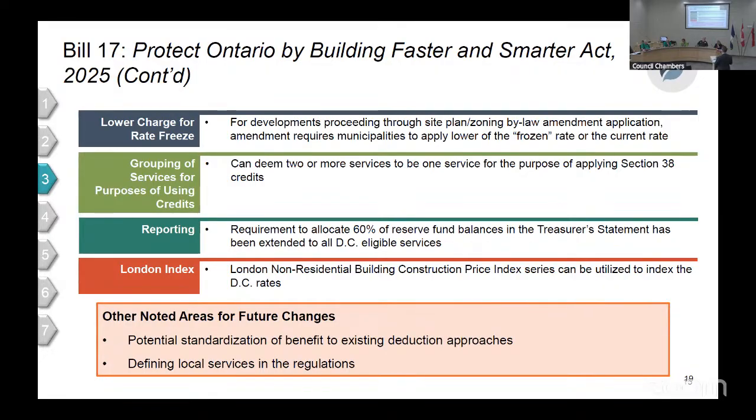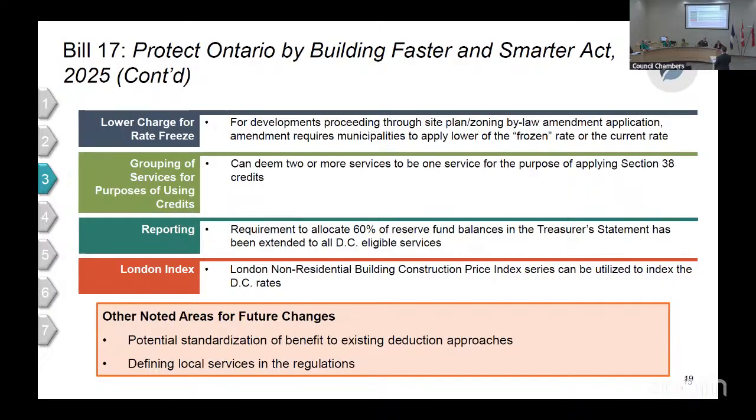This doesn't apply too much in the township, but if you had a developer building a development charge related project, let's say a pipe or something, maybe a road that's in the DC study, they could get credits for building that infrastructure. And so what they've done here is allowed some grouping of services, but I'll talk about that on the next slide. They've expanded the reporting requirements for the treasurer's statement.